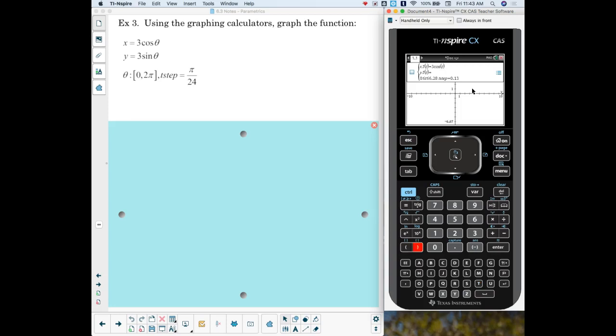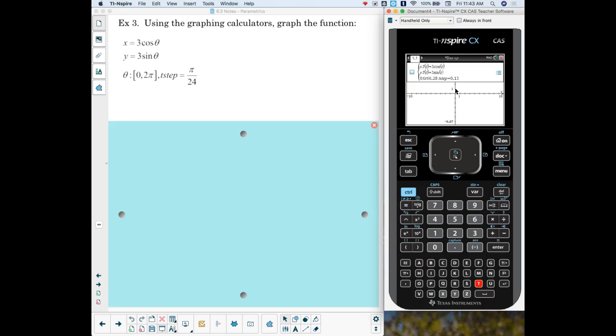Now I can go down, or I can hit tab. It takes me to the y's. There I'm going to type in 3. And again, I could either type in sine, S-I-N, or I could go into trig and pick sine, and I want sine of t. I want to go from 0 to 2 pi.